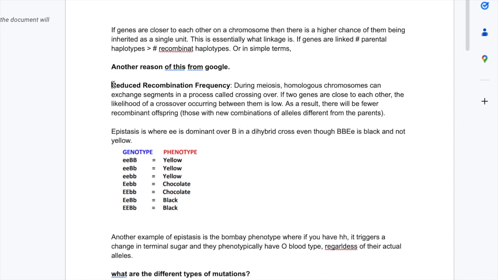And another answer from Google is just there's also reduced recombination frequency. So during meiosis, if you'll recall, homologous chromosomes can be exchanged and swapped over in a process called crossing over. And essentially, if two genes are really close to each other, the likelihood of them crossing over is very low. And that kind of makes sense. And as a result, there'll be fewer recombinant offspring and therefore more parental haplotypes.